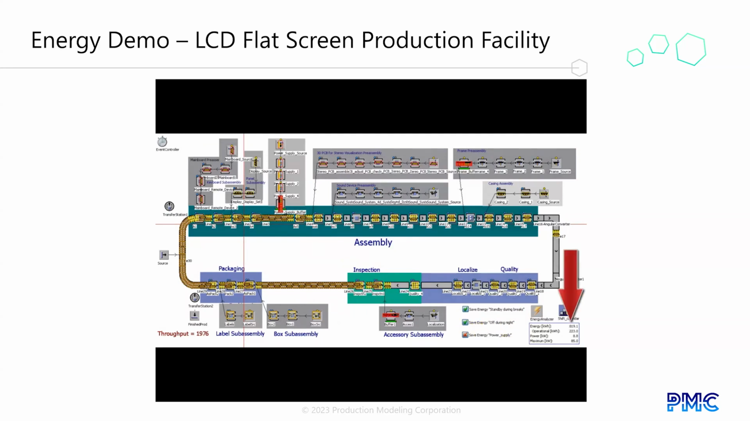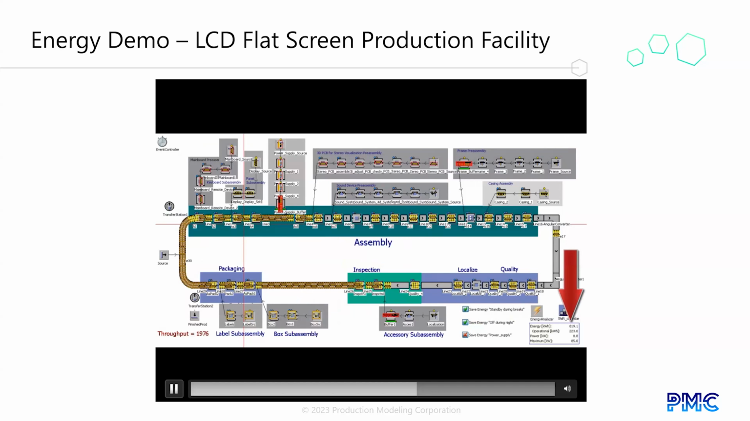checkbox. Now, after running our model for one day, our Energy Analyzer's display panel shows that we've decreased total power consumption from 1,820.9 kilowatt hours to 819.1 kilowatt hours. And once again, we achieved these savings without any decrease in throughput.